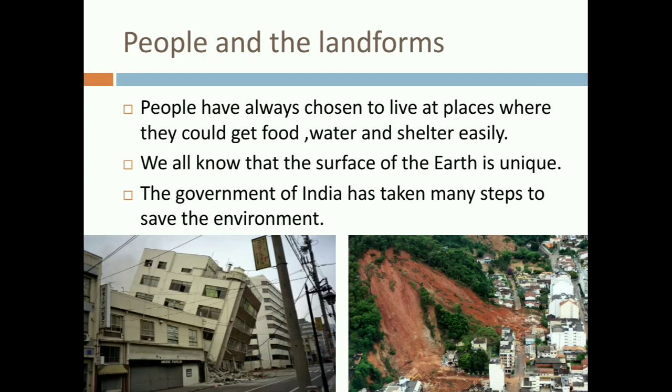People and landforms. Last point is people and landforms. People have always chosen to live at places where they could get food, water, and shelter. They also live in high mountains, in jungles, and in deserts. In desert, life is difficult, and therefore people want to migrate to places where they can live a comparatively easier life. This leads to people migrating to towns and cities in search of jobs and livelihood. Towns and cities are therefore getting highly congested.